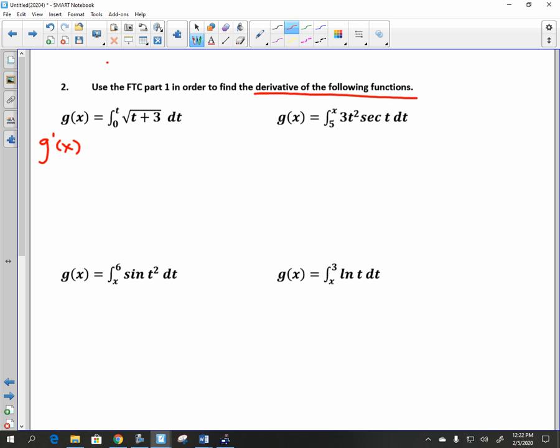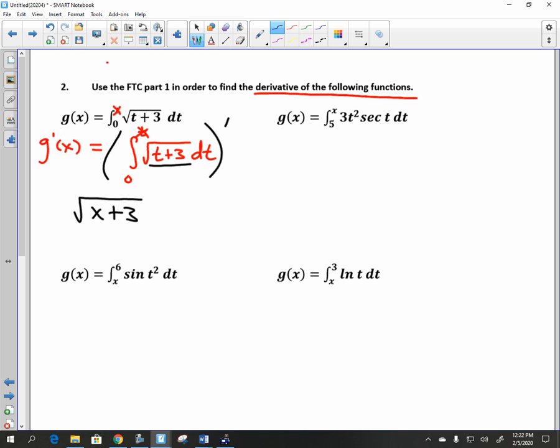G prime of x is equal to, I'm going to write integral 0 to t, and you're not going to write this out all the time. I'm sorry, it should be 0 to x. And notice to the left side, I wrote that derivative mark, correct? So to the right side, I'm also going to put that derivative mark. Derivative and integral are inverse operations, so they cancel each other out. And you are left with this guy, but substitute the x: square root of x plus 3. The variable.